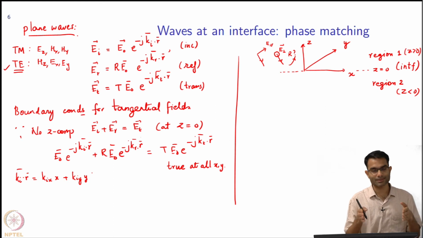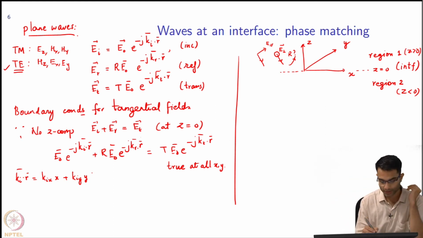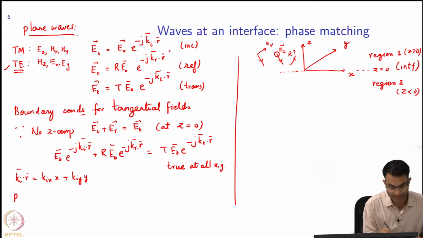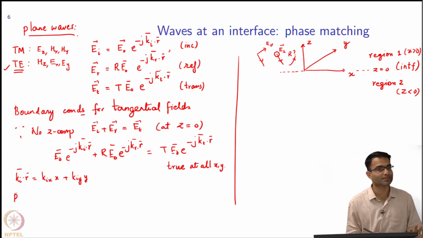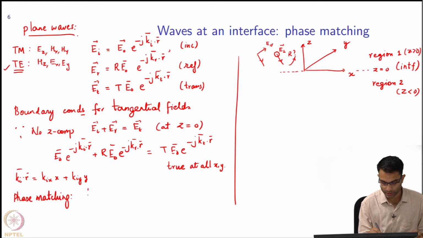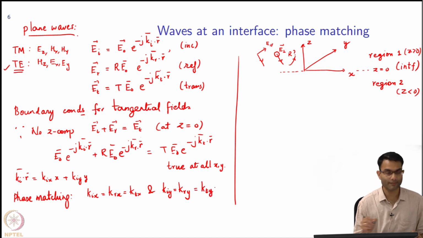All these k_i x's and all, they should all be the same, right. So, that is what is called in optics the phase matching condition. This is actually the rigorous way of deriving your Snell's laws. Okay. So, phase matching it is called, it's more like a common sense thing. So, k_ix should be equal to k_rx should be equal to k_tx, and k_iy should be equal to k_ry should be equal to k_ty.